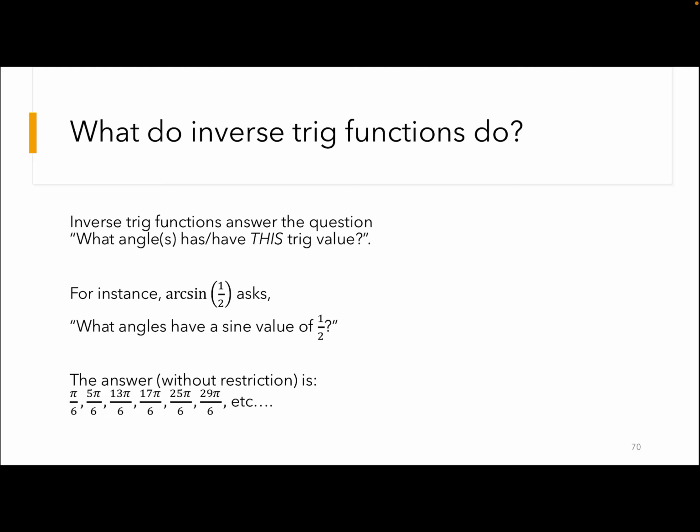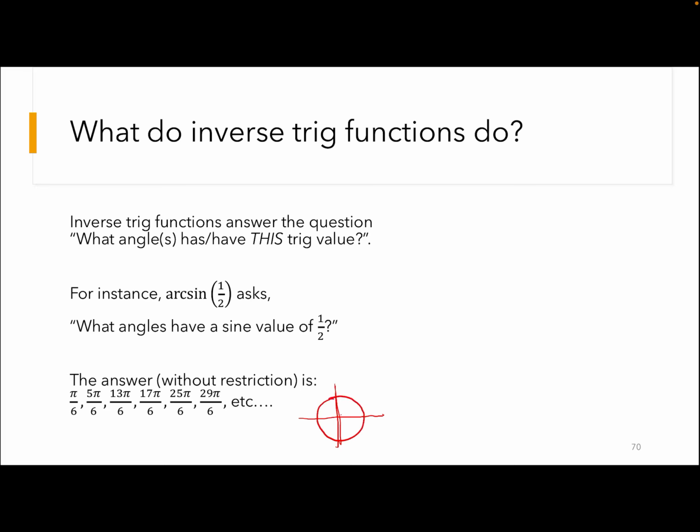So what do inverse trig functions do? They answer the question, what angle or what angles have this trig value? If we had arc sine of a half, that's asking you what angles have a sine value of a half. And if you remember on the unit circle, sine is going to be positive in quadrant 1 and quadrant 2.